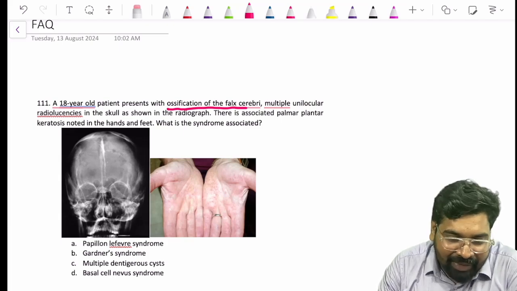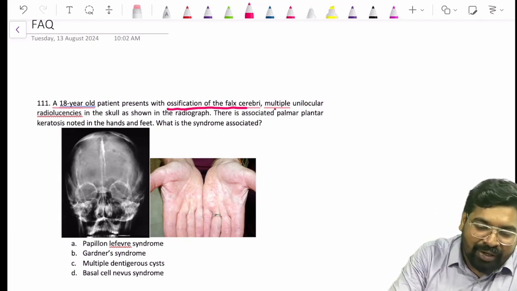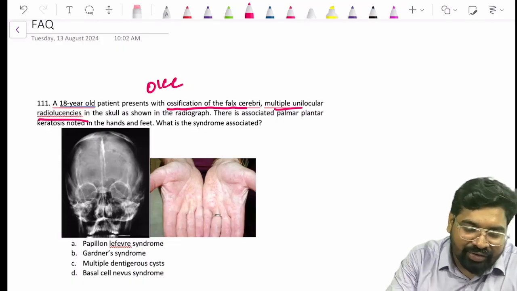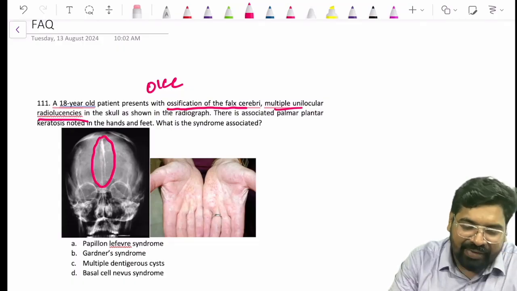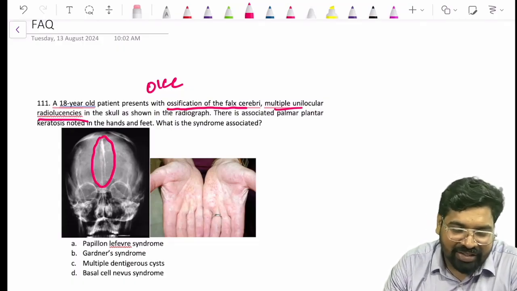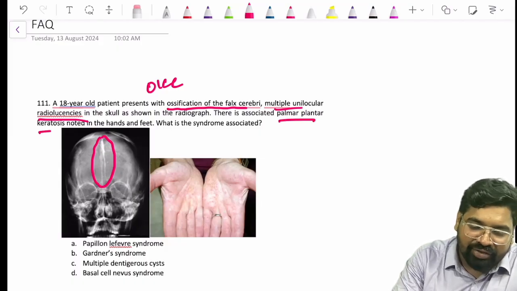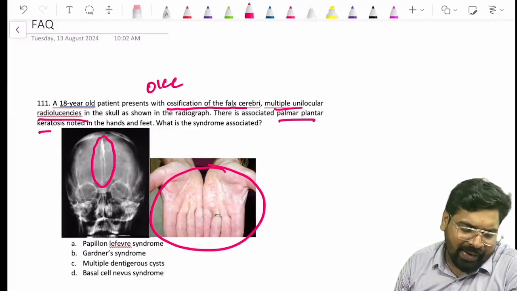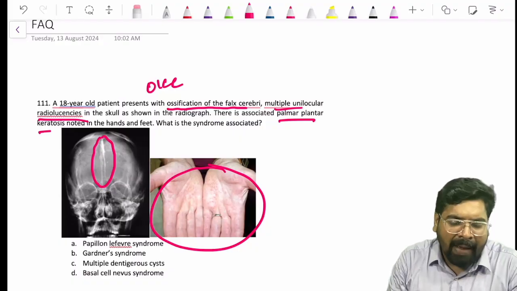And multiple unilocular radiolucencies. Multiple unilocular radiolucencies mean that this is OKC. And in the radiograph you can see that there is falx cerebri calcification, and there is palmar plantar keratosis. So what is the syndrome associated? Very simple. From the options, Papillon-Lefevre.